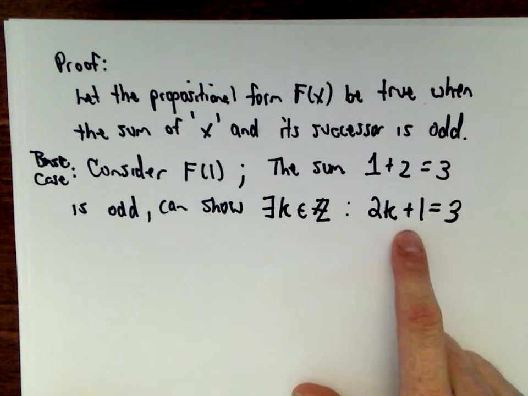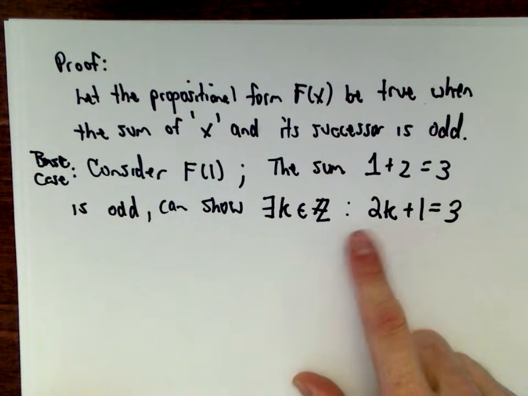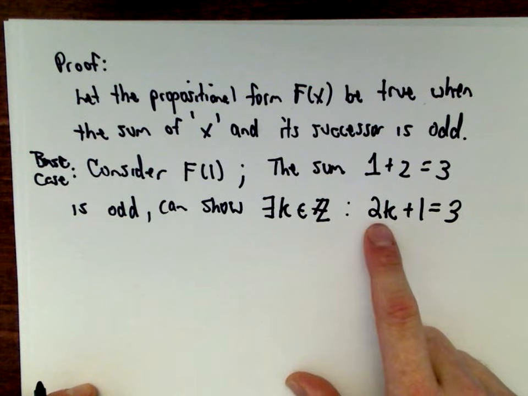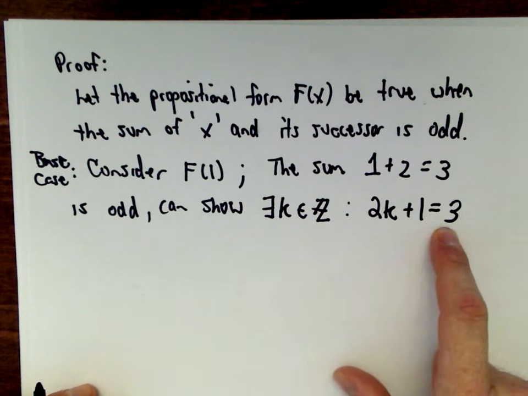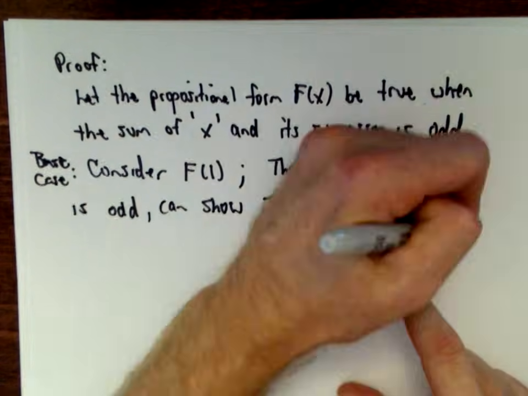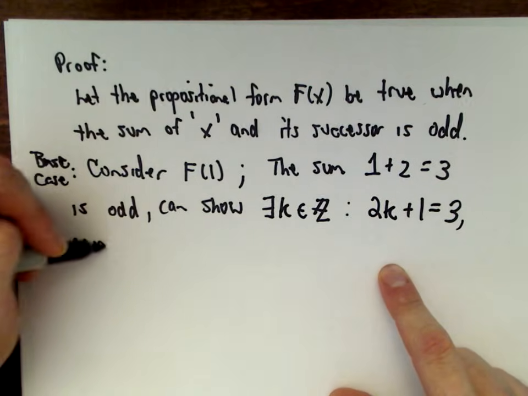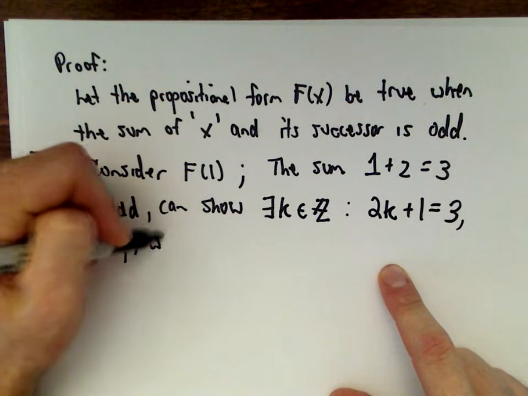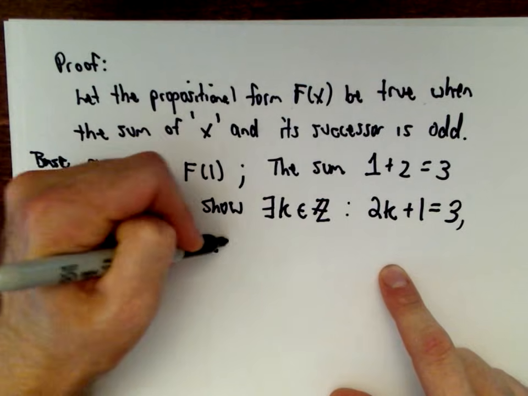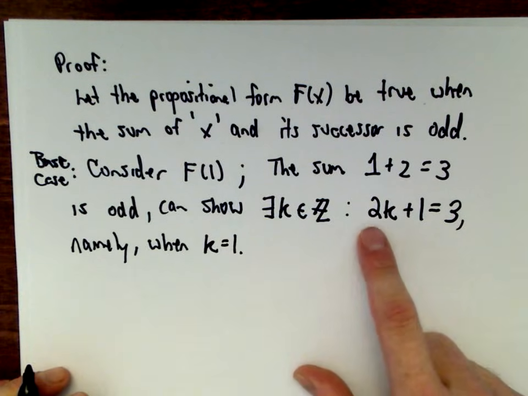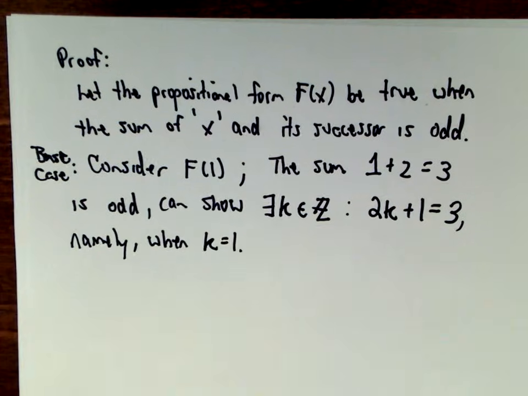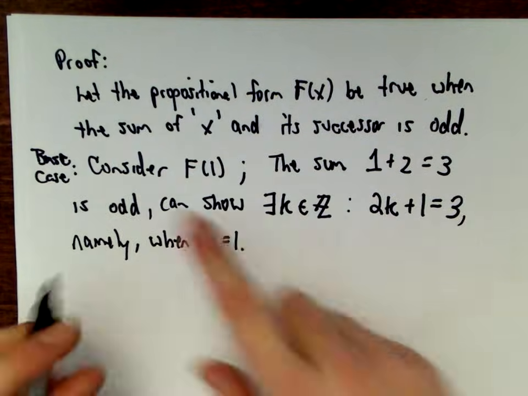Because that's what it means to be odd. We have to be able to show that there's some integer k so that 2k plus 1 equals whatever number we're claiming to be odd. And namely, that's when k equals 1. When k equals 1, we'll have 2 times 1 plus 1. Well, that's 3. So that certainly satisfies that definition of being odd. So we've now shown the base case.